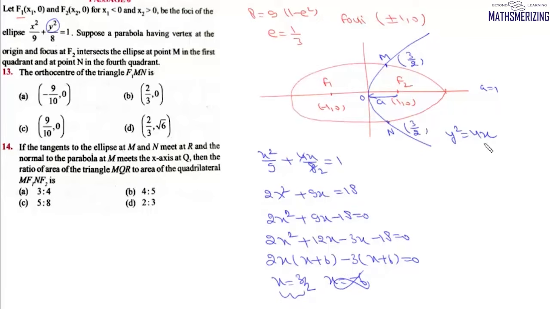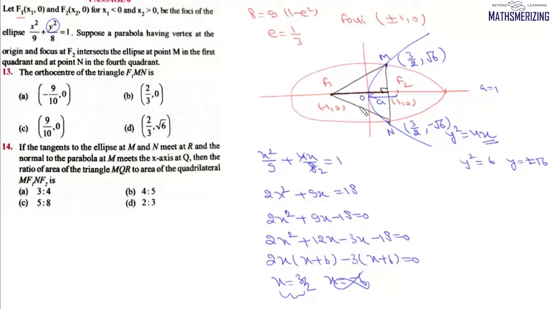Now we'll put the value of x as 3 by 2. Then we can write y square equals 6. Value of y is plus or minus under root 6. So this point will be 3 by 2 comma root 6 and will be 3 by 2 comma minus root 6. Now this first question is, we need to find orthocenter of this triangle F1MN. So we need to draw this triangle F1MN. Now this altitude is x-axis itself. So that means orthocenter for this F1MN will also lie on x-axis.